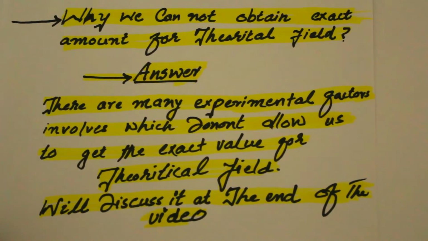Another important point I want to let you know is that we are not able to find the exact value of theoretical yield for any specific reaction. The reason is that there are so many experimental factors involved, and they don't allow us to find the exact value of the theoretical yield during the experimental process in the laboratory. We will discuss all these experimental factors at the end of this video.